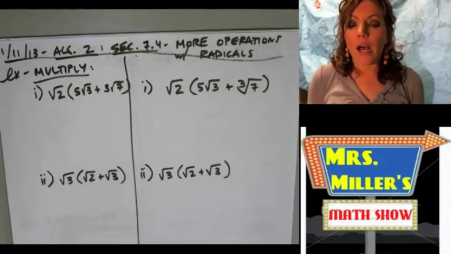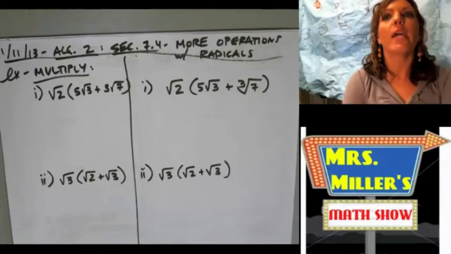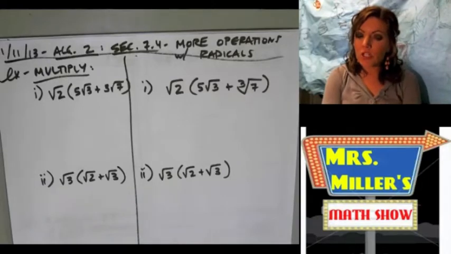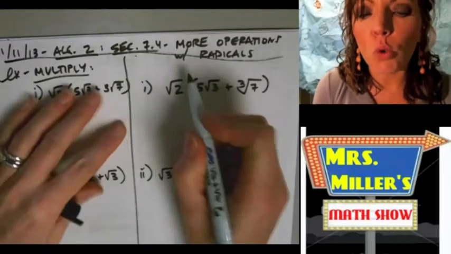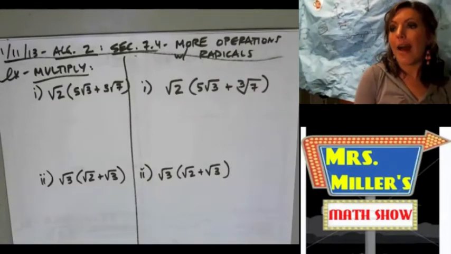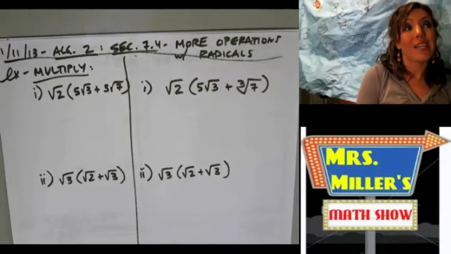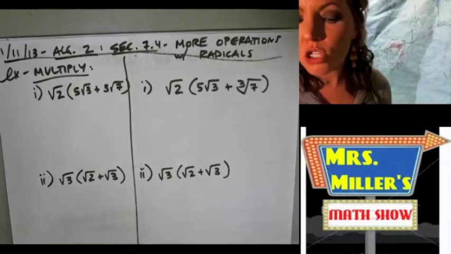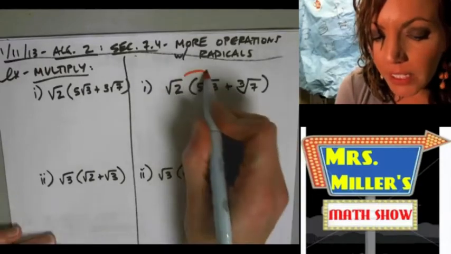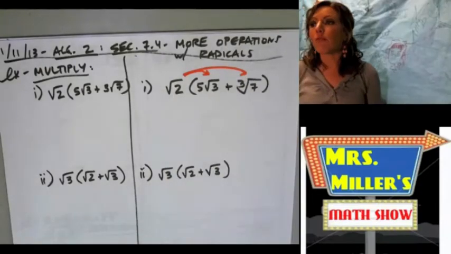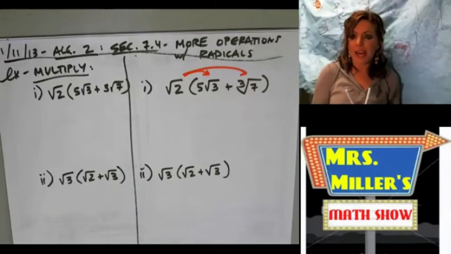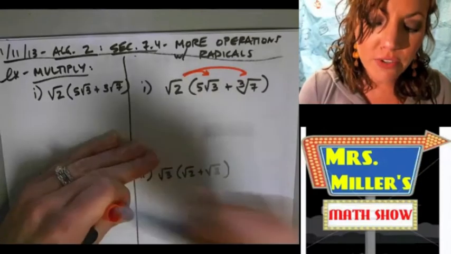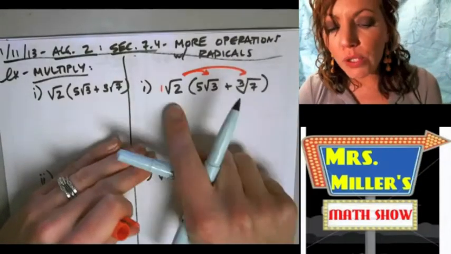Okay, so here's what we're doing today. We are looking at more multiplication of radicals. So let's just get right into it. Basically, the rule that we want to follow here is that you can multiply everything underneath the radicals together and everything outside of the radicals together. So on the first one, we're going to distribute like we normally do. And again, everything underneath the radicals gets multiplied together and everything outside gets multiplied together. In this first one, there's an invisible 1 here. So 1 root 2 times 5 root 3.